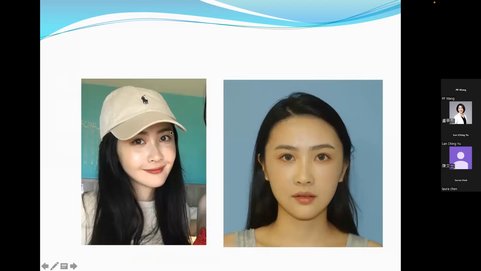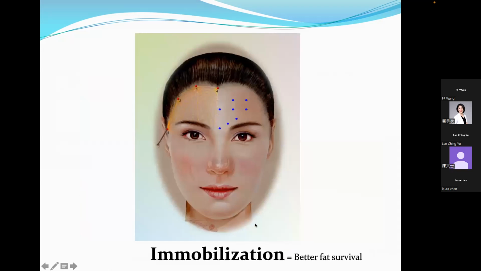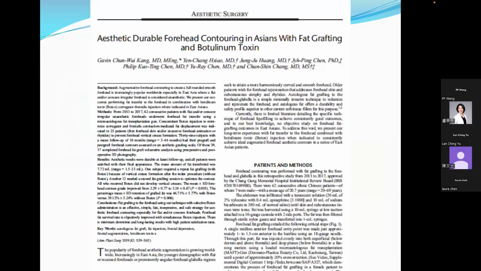You can see when she smiled, the arc of the eyebrow is still the same. But the paralysis came back, the movement came back in 1 year. And you can see very good survival and a very good contour. This gave me an emphasis that if you have good immobilization, you get better fat survival, and the frontal area becomes more regular and more beautiful. Then we published this in Annals of Plastic Surgery.